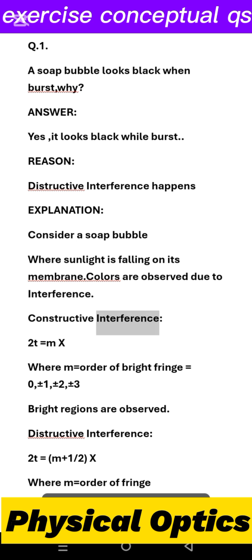Constructive interference. 2t equals mλ, where m equals order of bright fringe equals 0, plus or minus 1, plus or minus 2, plus or minus 3. Bright regions are observed.